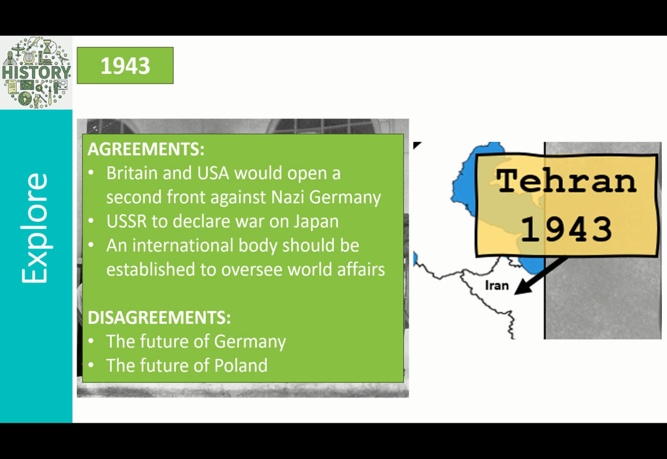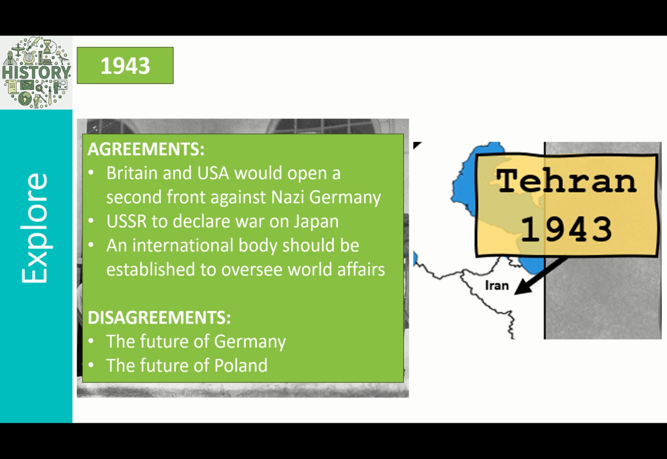And these are some of the key agreements that are reached at Tehran. So Britain and the USA would open a second front. The first front was the USSR coming in from Germany's east. Stalin wanted Britain and the USA to invade Europe from the west, hence a second front. The USSR would also support America by declaring war on Japan, and an international body would also be established to oversee world affairs. We know that as the UN.